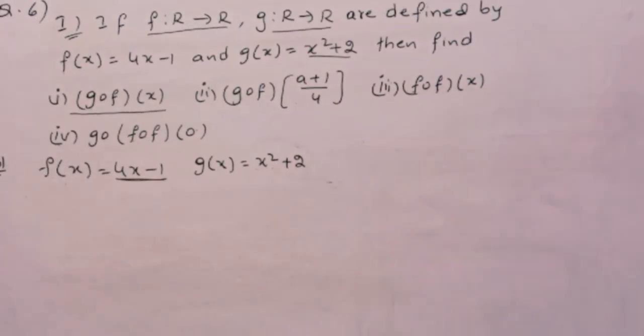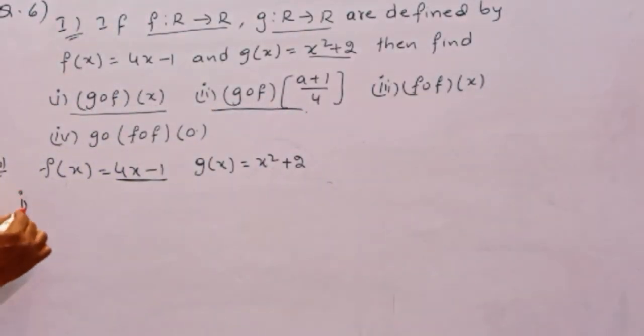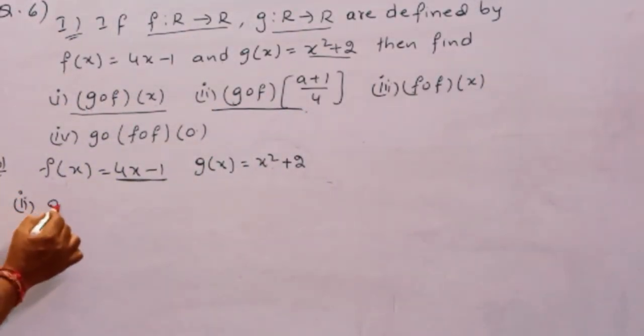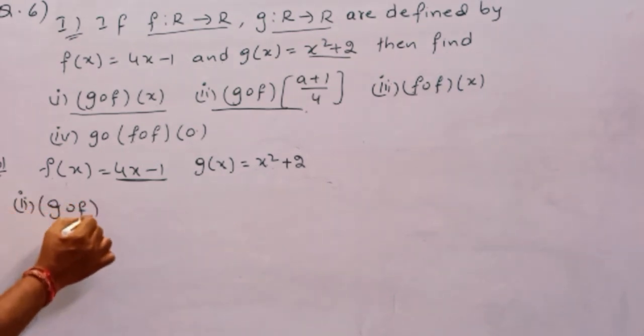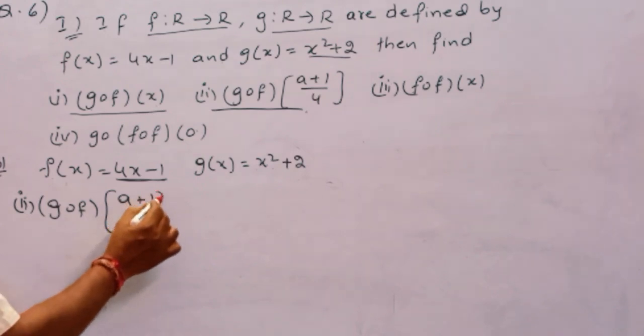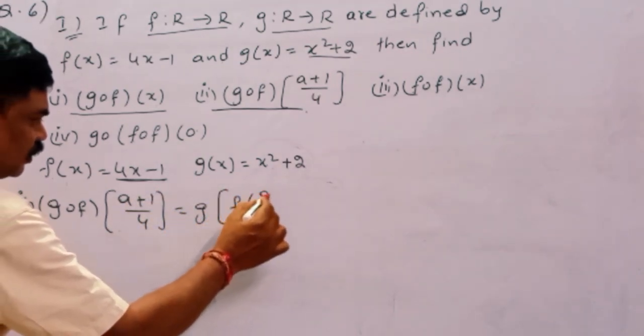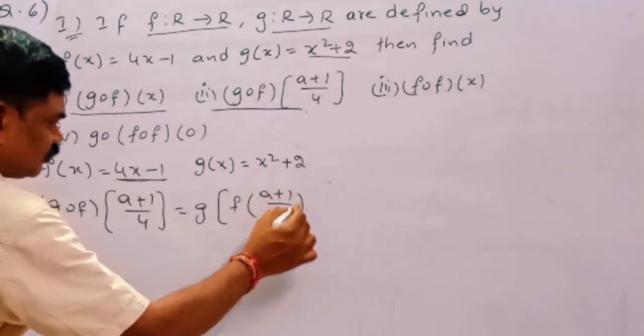Let's go for the second problem. What is the second problem here? g circle f of a plus 1 by 4.